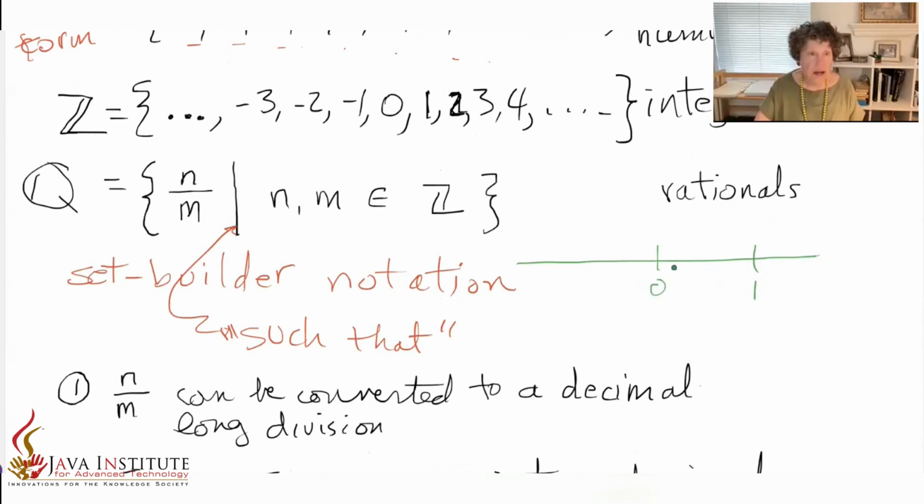0, 1, a half. Let's see, a fourth, 3/4, 3 halves would be somewhere out here. So I can put them here.